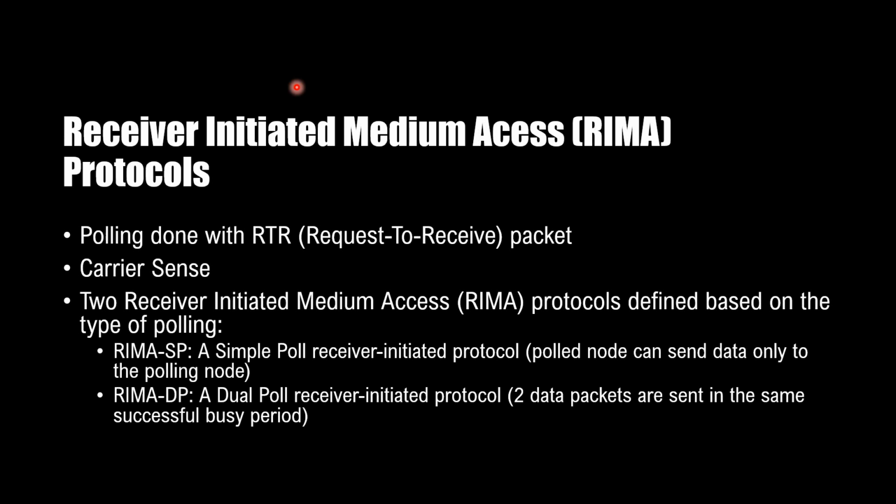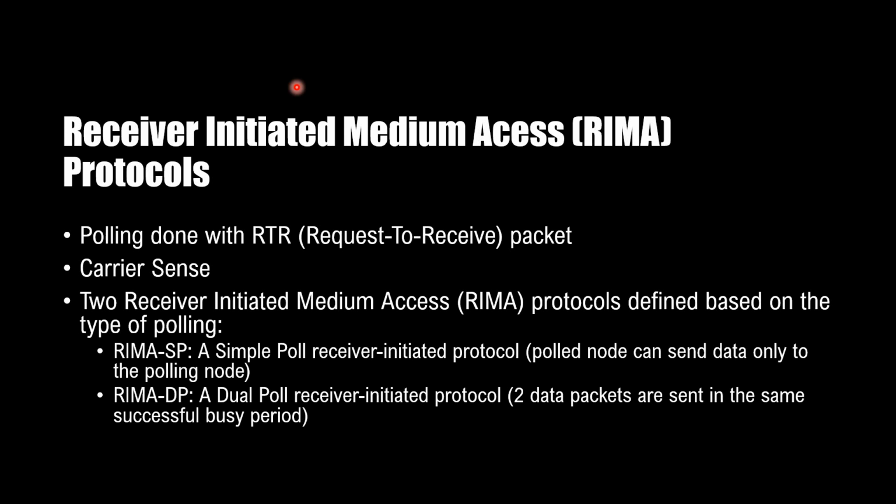So what it does, it does polling by the packet that we already explained earlier, ready to receive packet or RTR packet. Okay, and it also uses carrier sensing before sending. So whenever it senses the channel to be free, only then it sends an RTR or ready to receive. So there are two types of protocol here. One is REMA SP or REMA simple poll, and REMA DP or REMA dual poll.